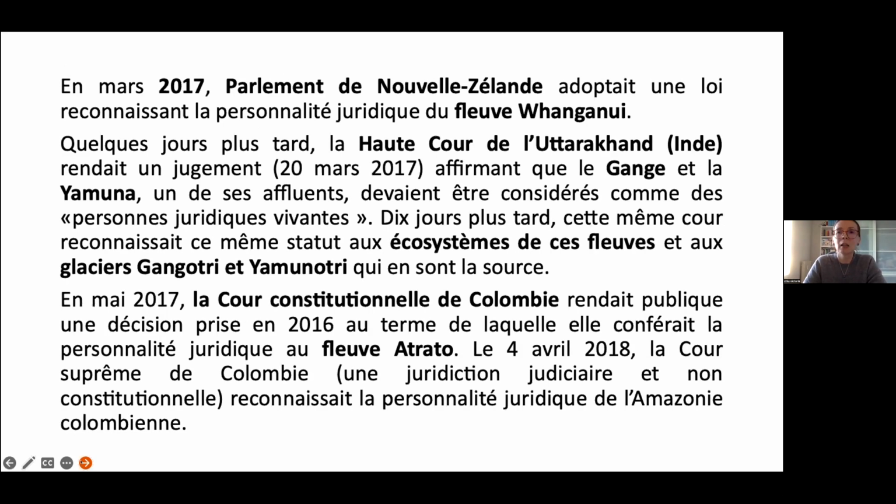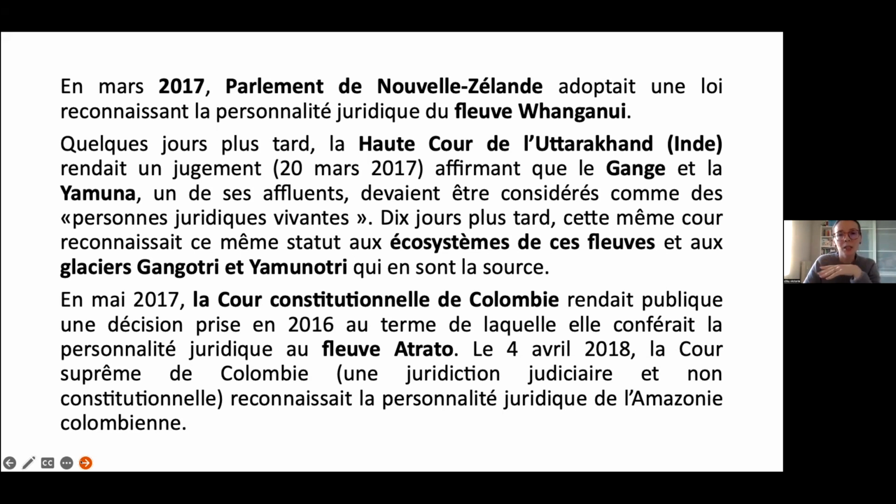Or you can have recognition through national texts, as is the case in New Zealand. So in March 2017, the Parliament of New Zealand passed legislation recognizing the legal personhood of the Whanganui River. We had something similar going on in India, and so this all started in March 2017.